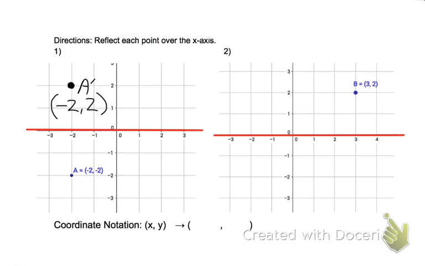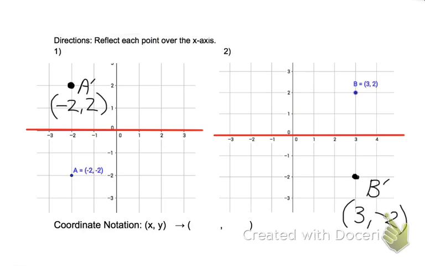All right, number 2, we have the point B, which is 3, 2. And when we flip that over the x-axis, we would be at 3, -2. So I'm going to label that B prime and label that 3, -2.